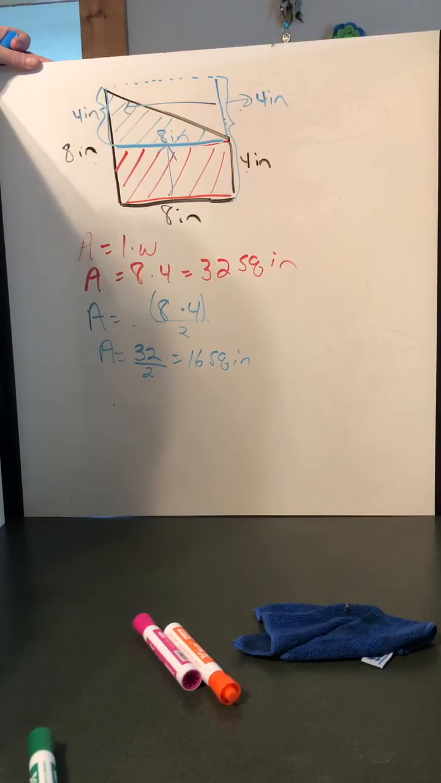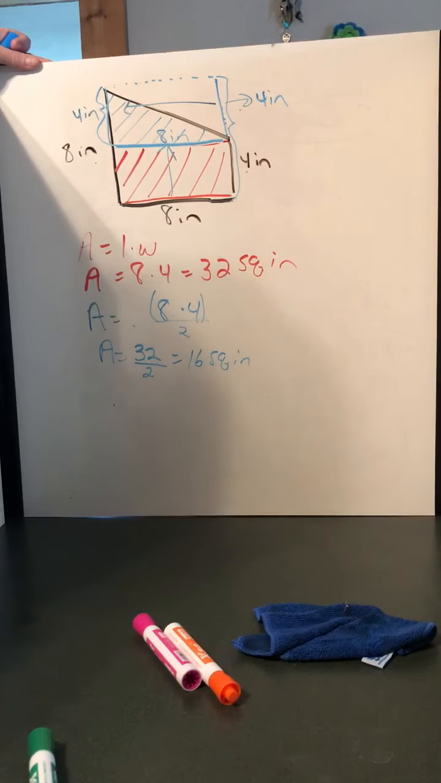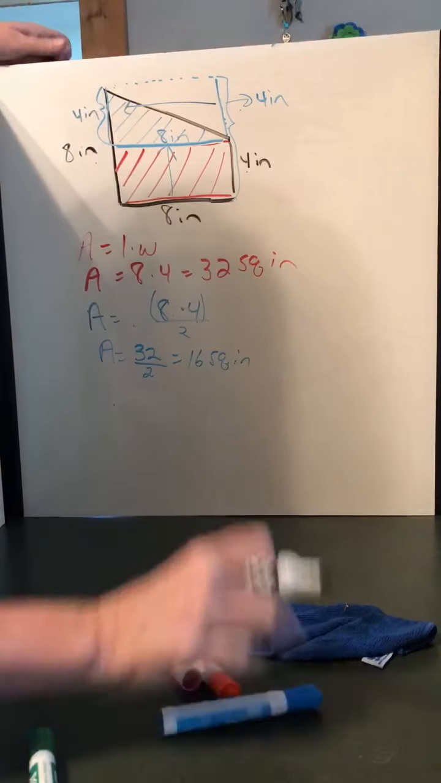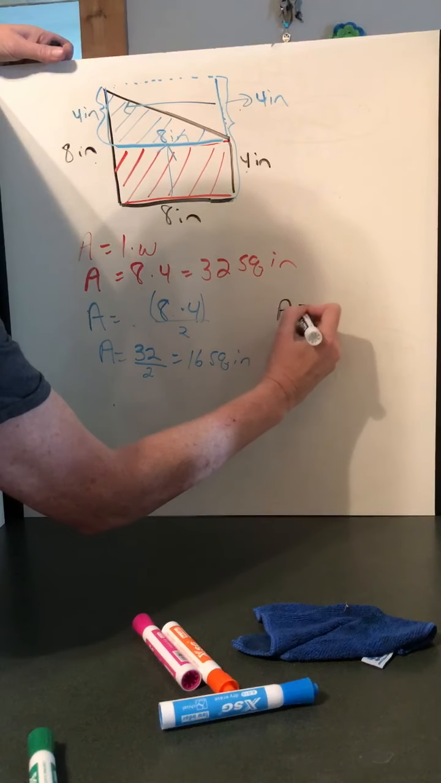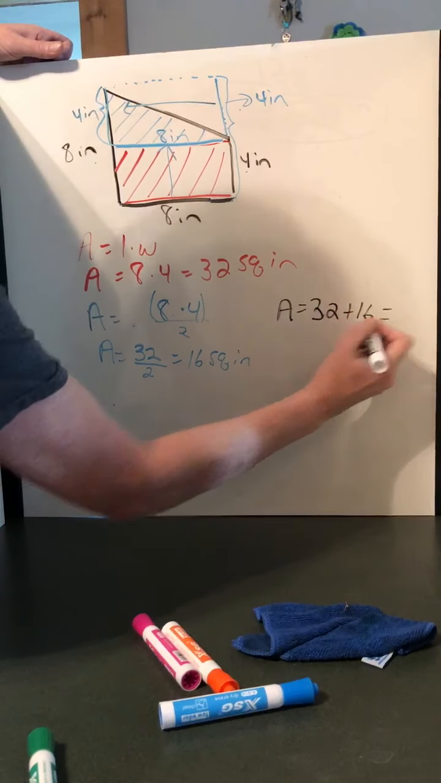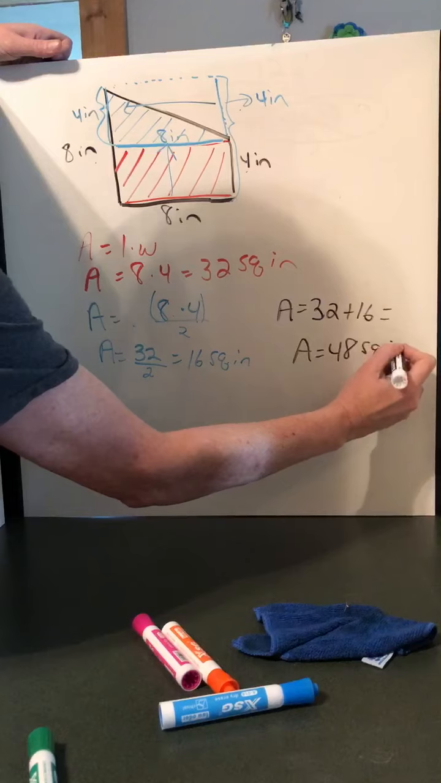Then to find the composite area of that plus that together, you just have to add the 32 and the 16 together. And that is going to give me the area equals 32 plus 16, which is going to give me 48 square inches.